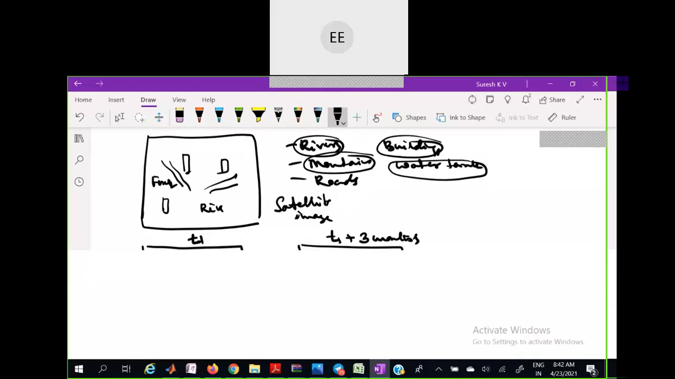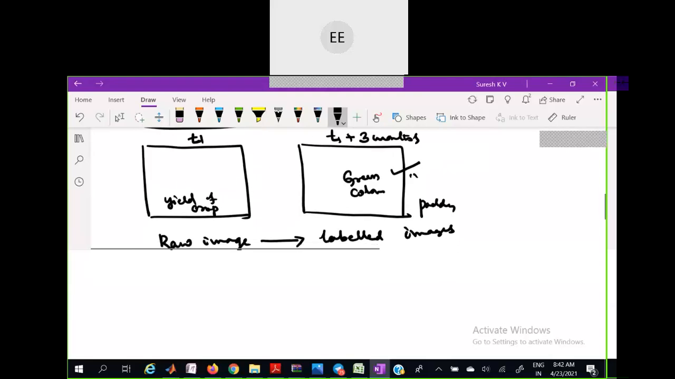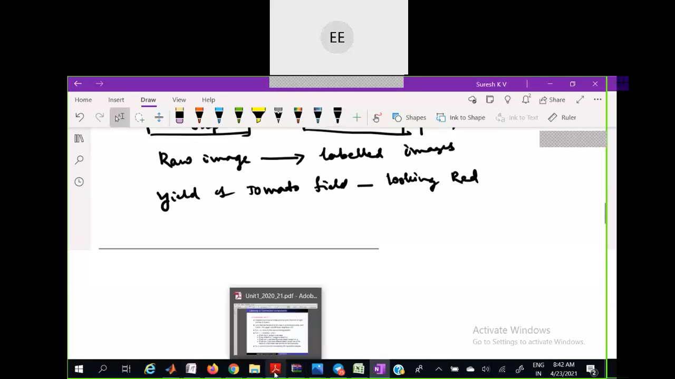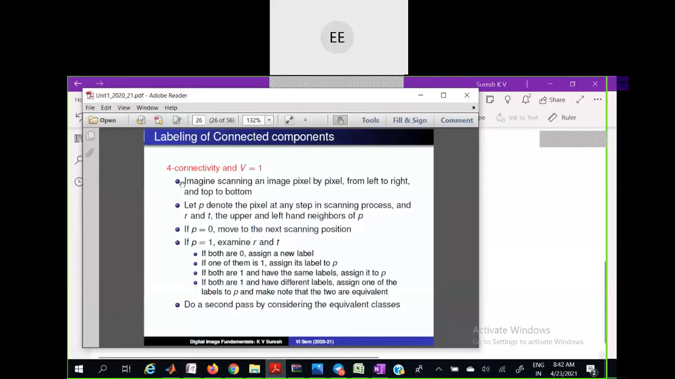For example, one application I was telling you in the class long back, there was a project where they were trying to evaluate the yield of tomato in a field. So here you are looking for red color. Whatever looks red, of course with the shape of a tomato, is tomato. The rest of the region is not of interest to me. Now, when you want to do this, you need to perform an operation called labeling. That's what we are trying to understand here.